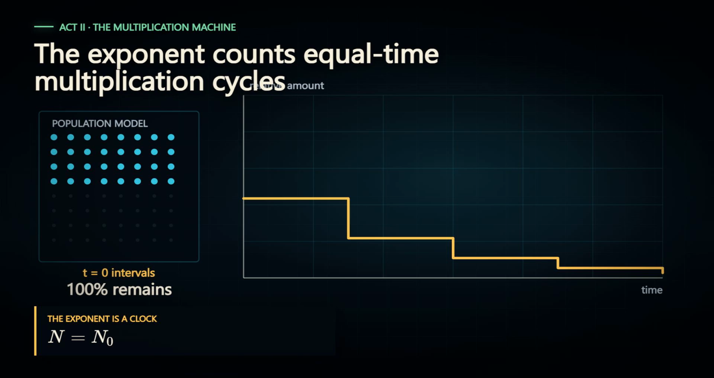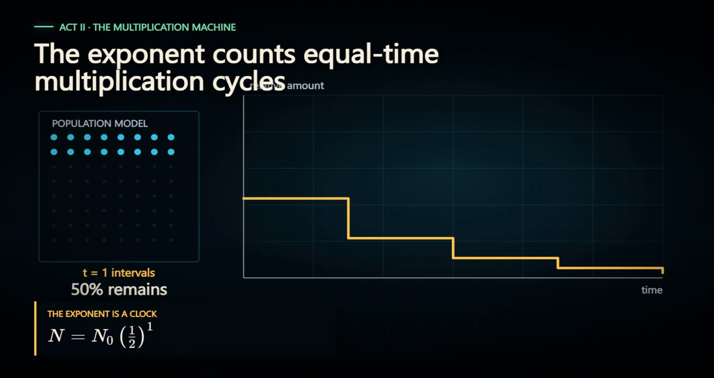Start with n0 nuclei. One half-life multiplies the population by 1/2. Two half-lives multiply by 1/2 twice, leaving 1/4. Three leave 1/8. The exponent records how many equal time multiplication cycles have occurred. N equals n0 times 1/2 to the power t over t1/2.